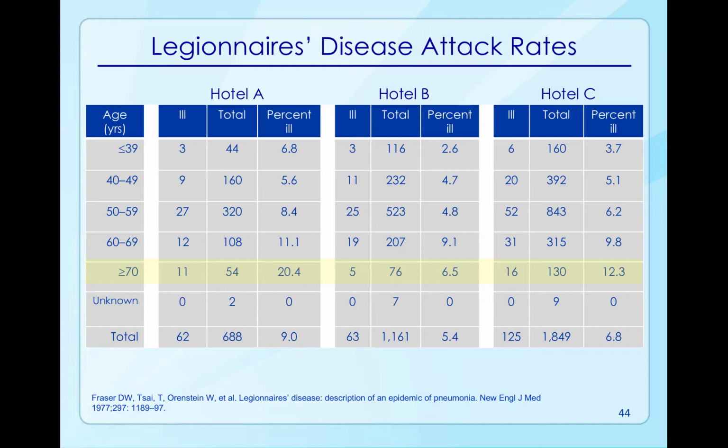Combining all the age groups, those who stayed in Hotel A had an increased percentage of illness, 9.9% versus 5.4% in other facilities. We can infer from this data that a connection exists between staying in Hotel A and becoming ill. We can also infer that older persons appear to be more susceptible to this illness.